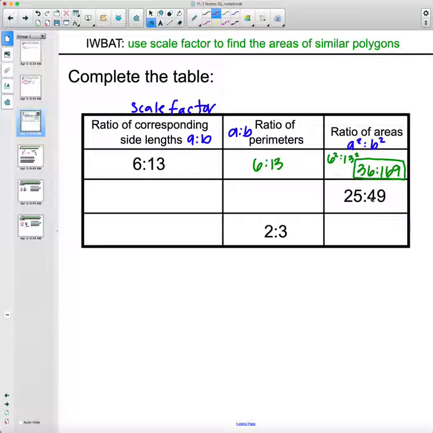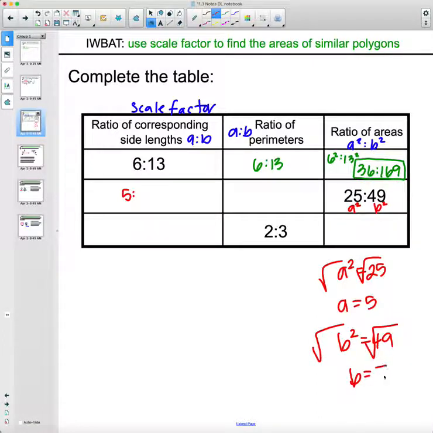Now this one, the second row, is giving us the A squared to B squared. A squared is 25, B squared is 49. If A squared is 25, then we would square root to figure out A. So A is 5. And similarly with the 49, B squared is 49, so just square root, and you'll get that B is 7, which then is also the perimeter ratio, 5 to 7. And in this final one, we're given the perimeter ratio, so that's 2 to 3. Then our scale factor ratio is 2 to 3, and our area ratio would be 2 squared to 3 squared, which is 4 to 9.